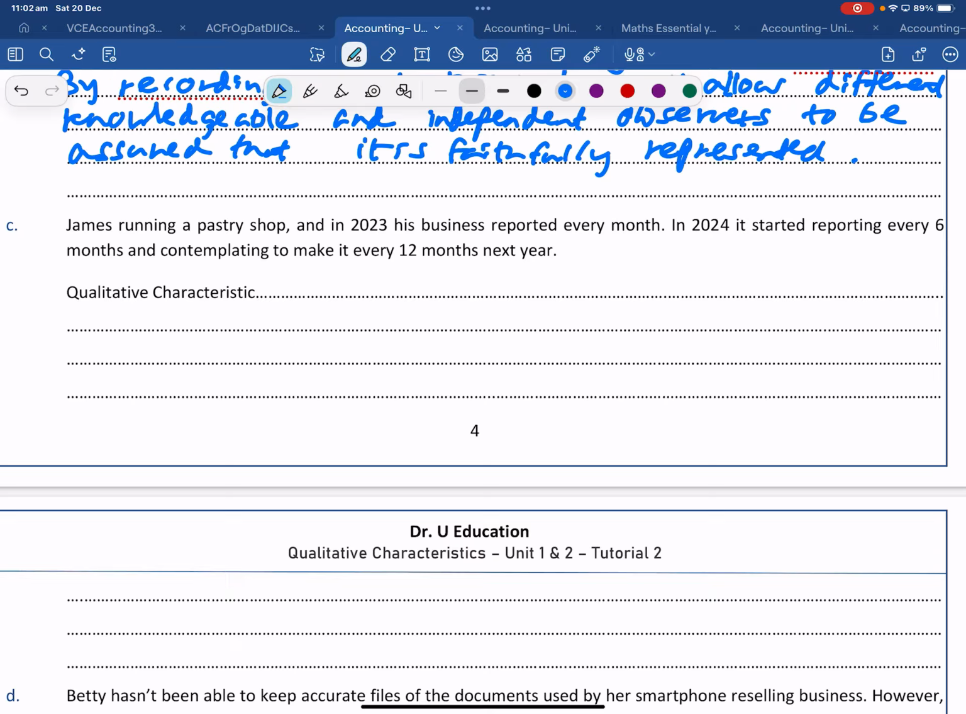Because the financial information of Jim's pastry shop should be able to be compared with at least the reports he made last time. If he keeps changing the reporting period, it's going to be more difficult to keep comparing. So the accounting procedures have been changed, the length of the period has been changed. That means what can't we do, Timur? We can't make a proper decision. Very good. We can't compare the outcomes, the results, because the length of the period has changed.